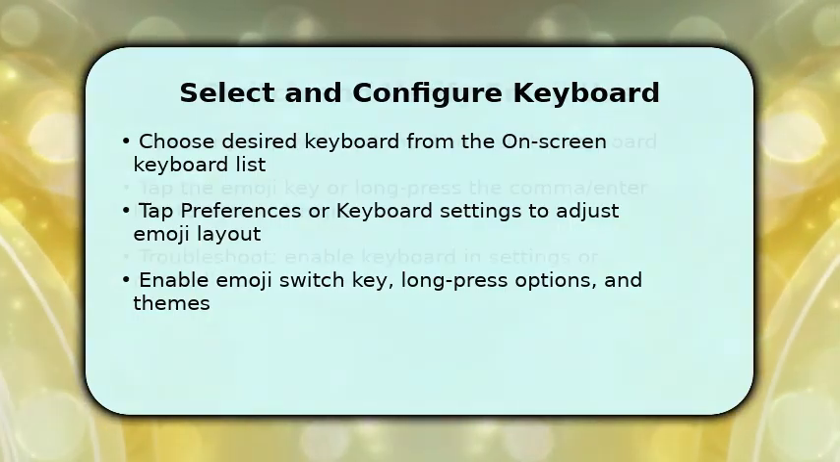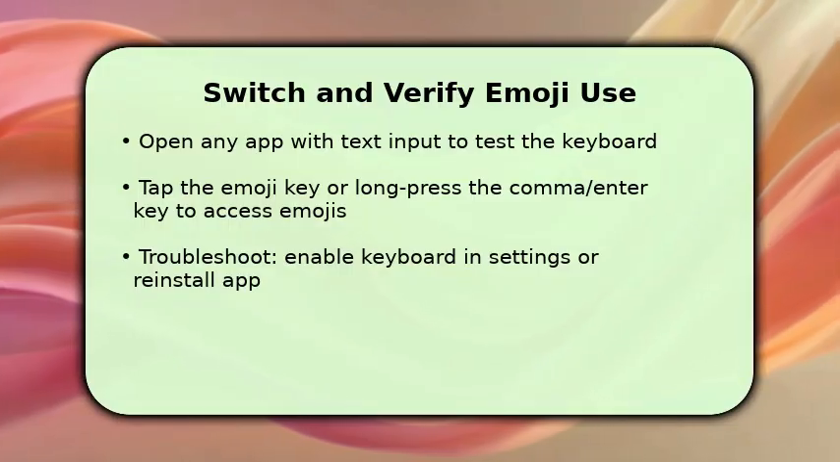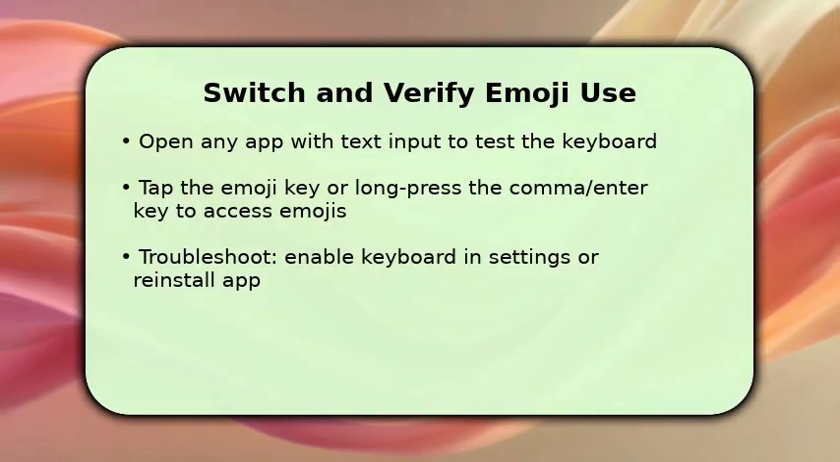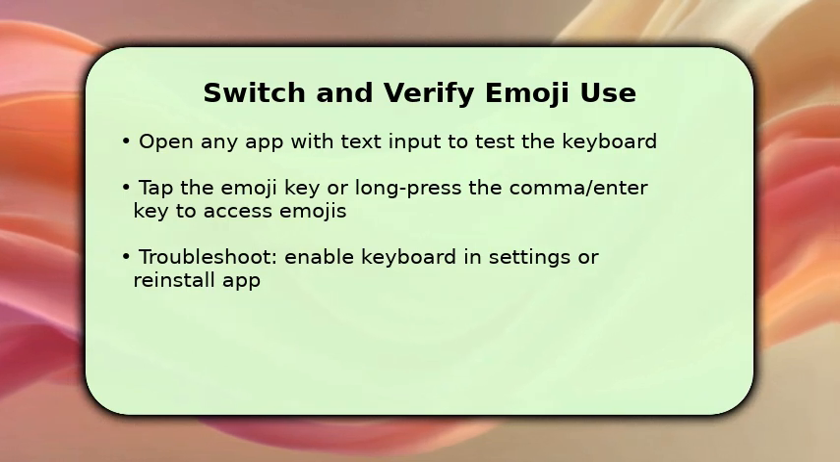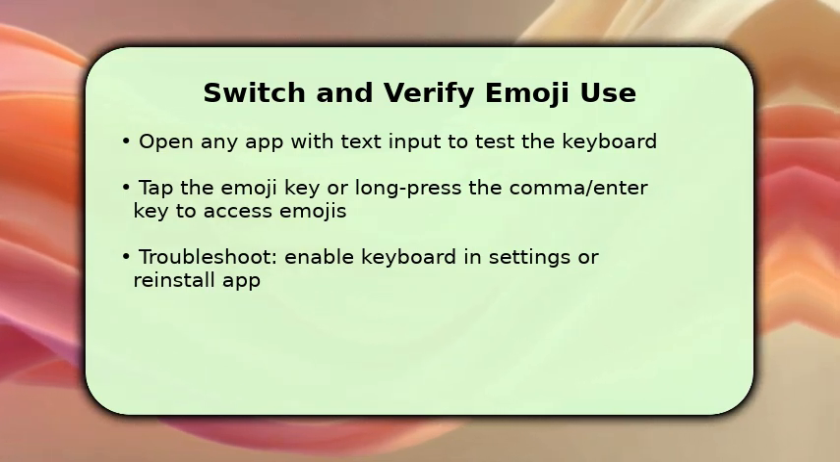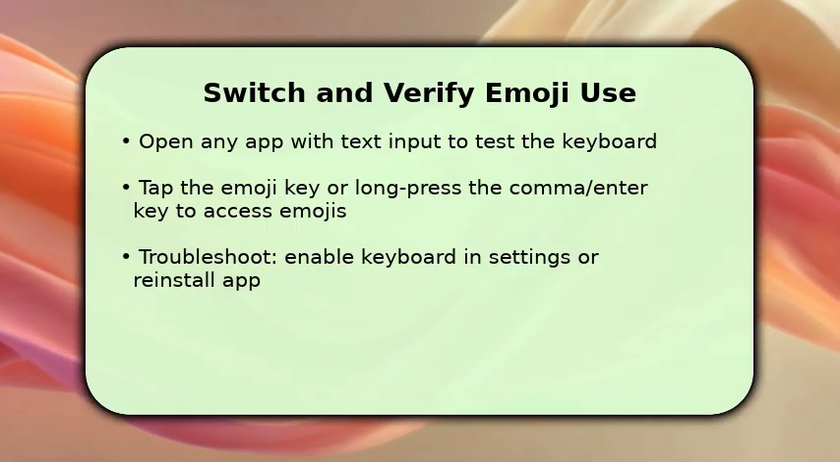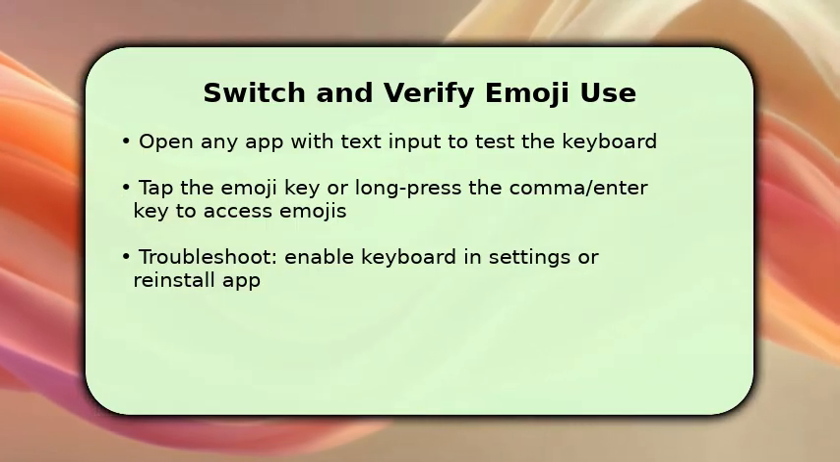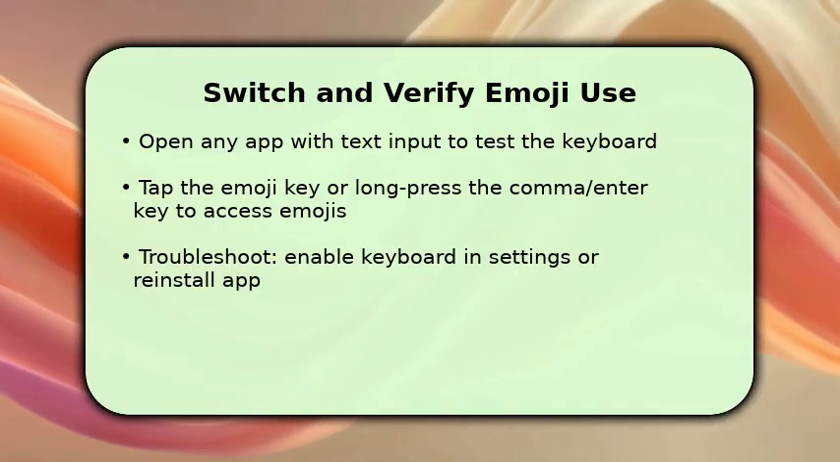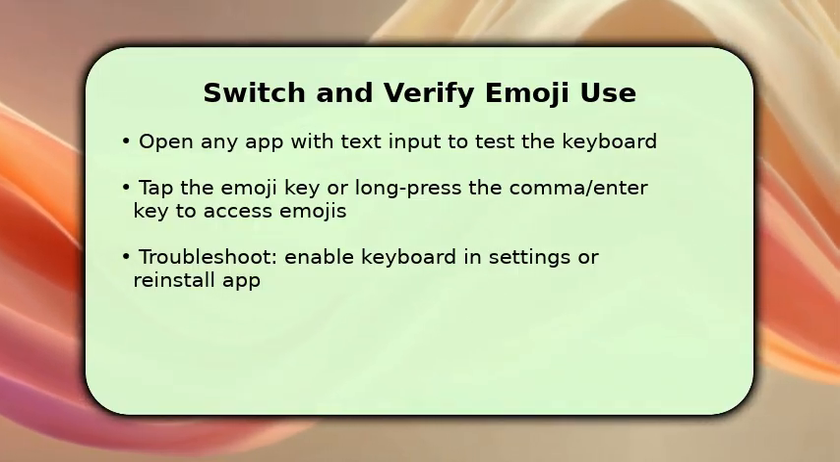Finally, open a messaging app or any text field to confirm the emoji keyboard appears. Tap the emoji key or long press the designated key to switch. If you don't see it, select the keyboard icon on the navigation bar to switch keyboards. Make sure to test skin tones and recently used emoji so you know it's fully working.